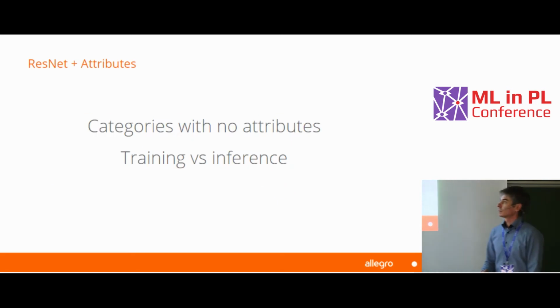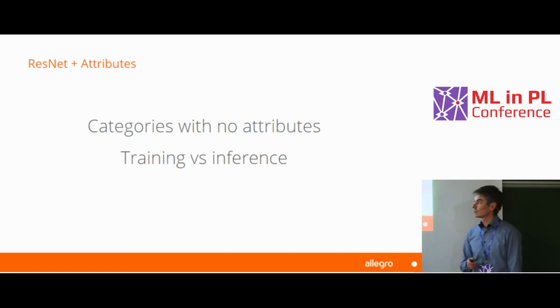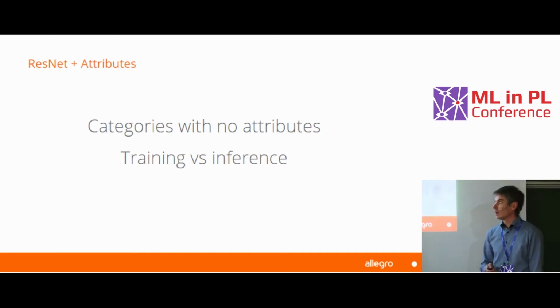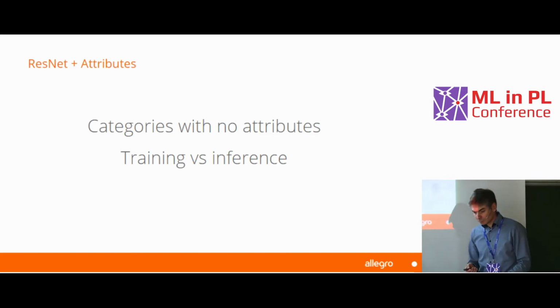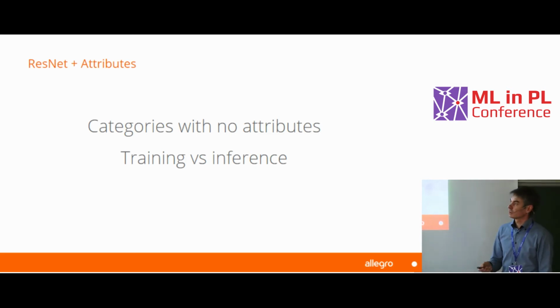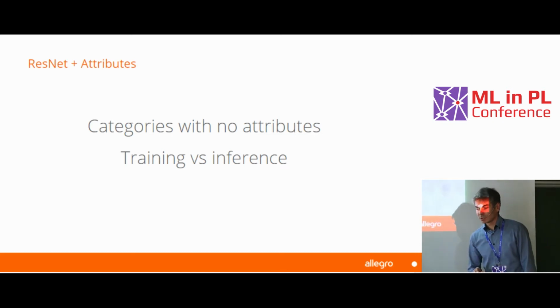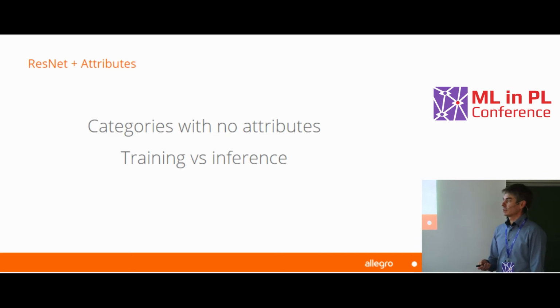But the real problem is that while for the dresses category we have a lot of attributes to predict, it's not the case for many other categories in Allegro. Either we don't have any attributes there, or the attributes that we have are not appropriate for visual prediction. And the second problem is that we are not really controlling what we are learning. Our model is trained for classification, so for attribute prediction, but during inference, we use it for a completely different purpose, image retrieval.